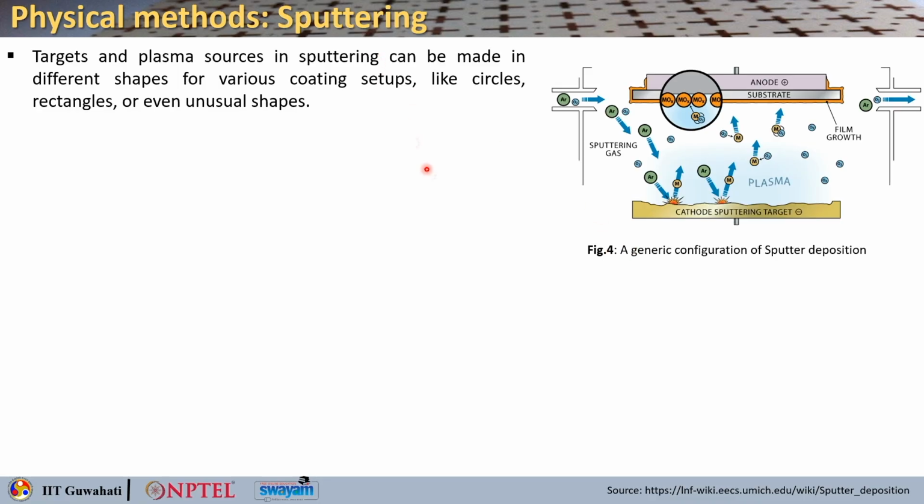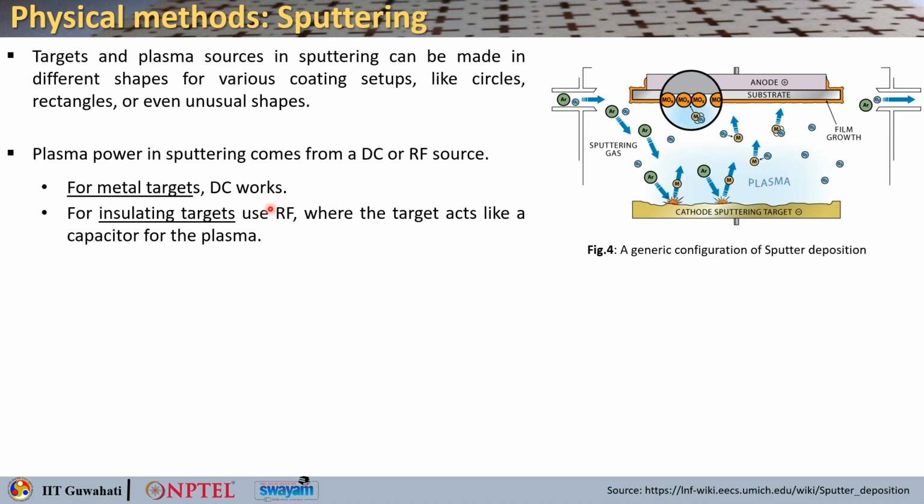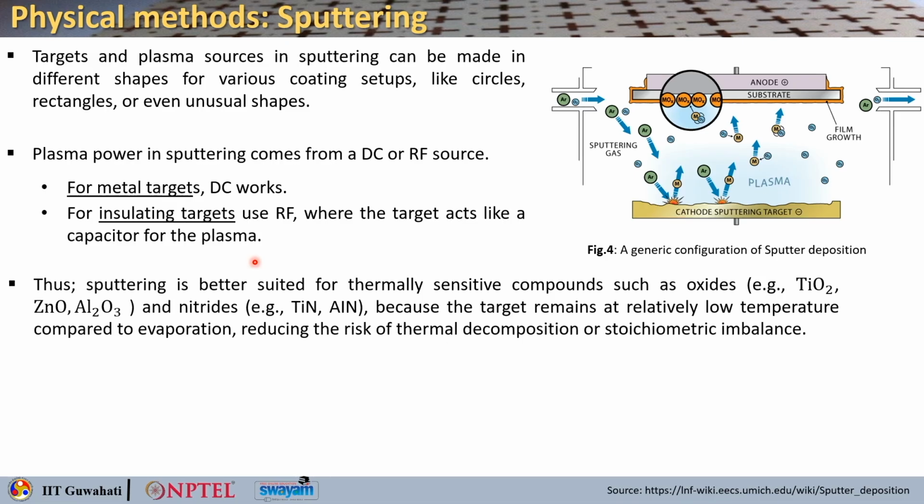Now, the targets and the plasma sources in the sputtering can be made of different shapes for various coating setups, such as circles, rectangles or even unusual shapes. And the plasma power in the sputtering comes from either a DC or an RF source. So, if you work with metal targets, DC works well, and if you are going for insulating targets, you have to choose the RF source, where the target basically acts like a capacitor for the plasma.